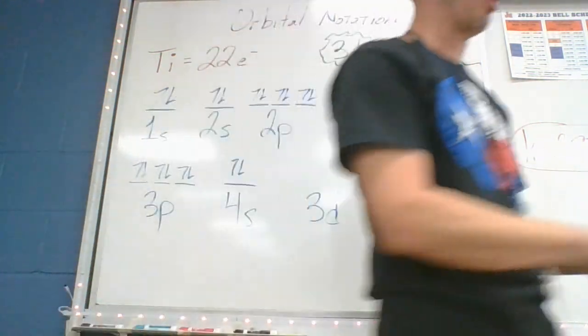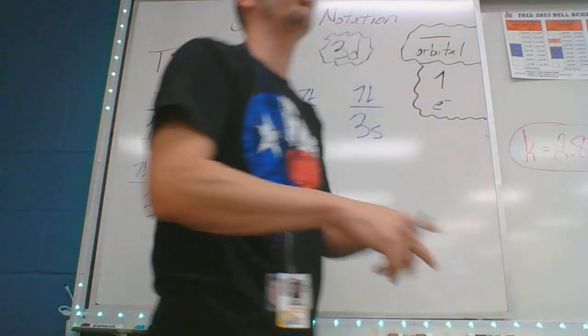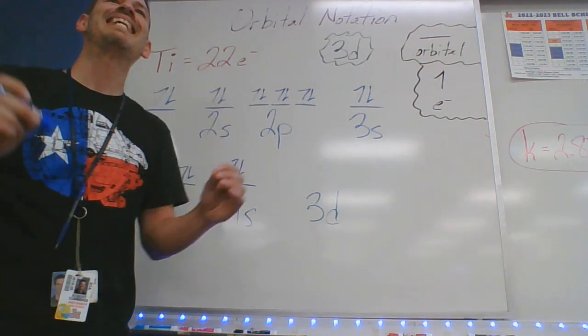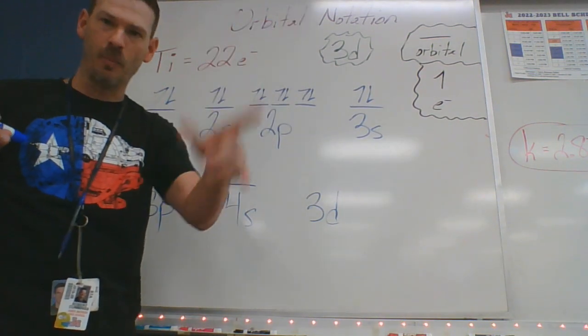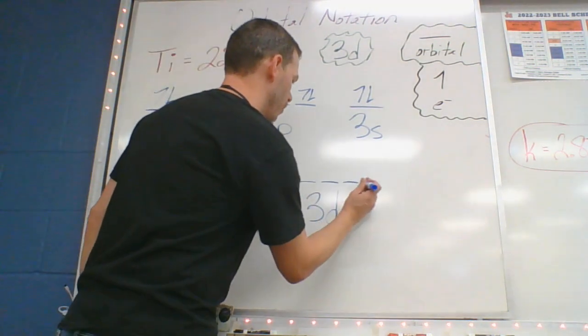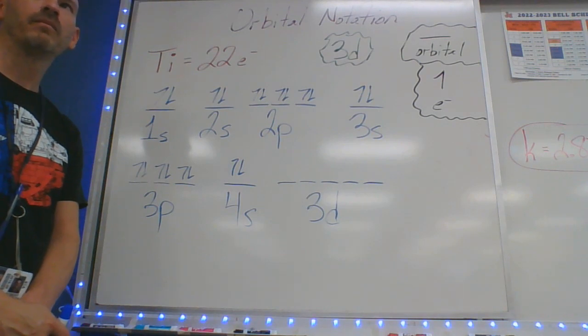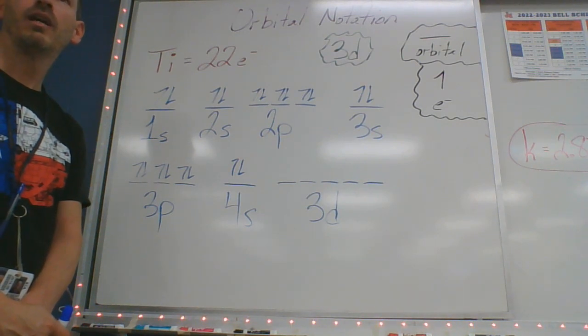After 4S comes 3D. We've never been here before. Let's go ask someone a question. Cluster 6, you have another chance. Seat 2, yes. Hey, 6-2, how many orbitals fit in a D? 5, because the opening slide says so. 1, 2, 3, 4, 5.